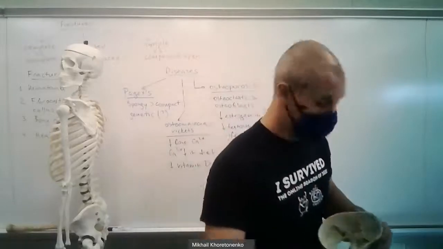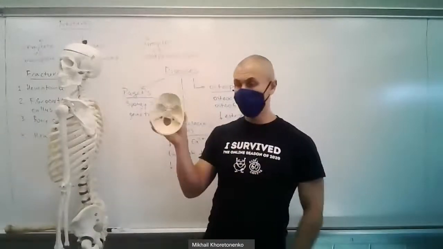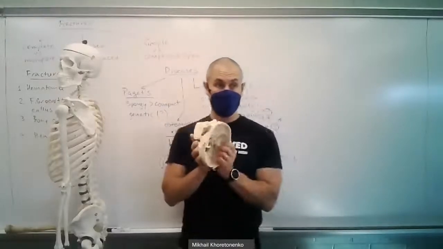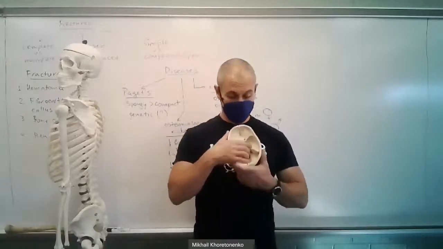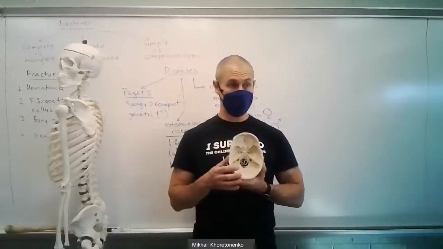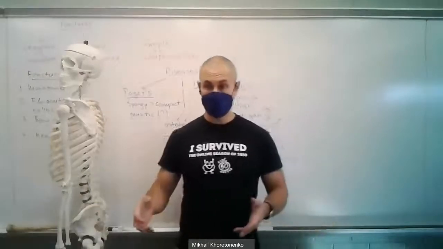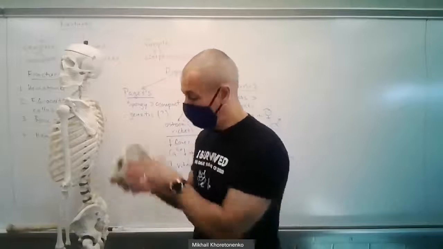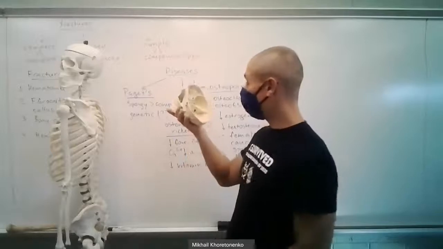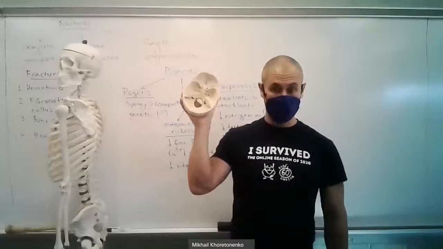If we remove the calvaria and look inside, you will see three depressions. Those are three cranial fossae, anterior or ventral, middle and posterior or dorsal cranial fossae. Those little depressions, and not so little, basically accommodate the brain. Now, if you would look at the middle cranial fossa right here, you can kind of see that it is shaped as a butterfly or a bat.